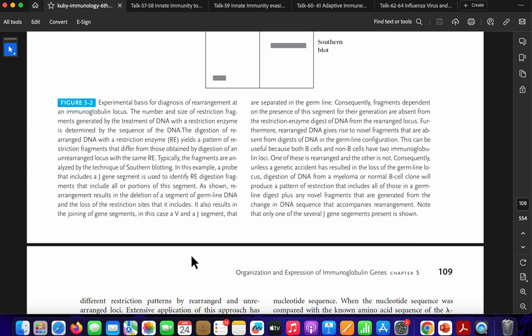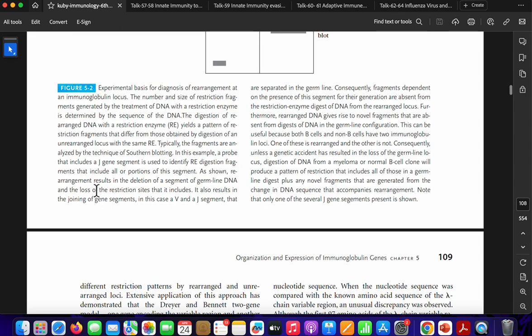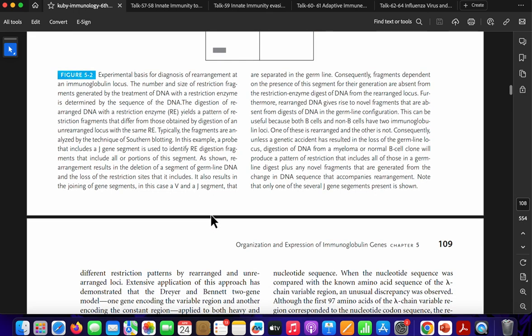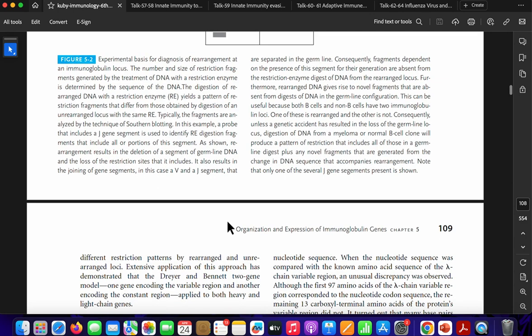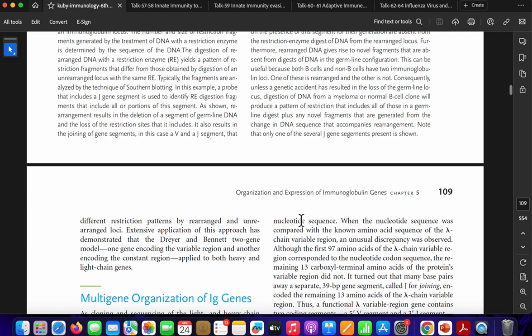In this example, a probe that includes a J gene segment is used to identify restriction enzyme digestion fragments that include all or portions of the segment. As shown, rearrangement results in the deletion of a segment. It also results in the joining of gene segments, in this case a V and J segment that are separated in the germline. Consequently, fragments dependent on the presence of the segments for their generation are absent from the restriction enzyme digest of DNA from the rearranged locus. Furthermore, rearranged DNA gives rise to novel fragments that are absent from the digest of DNA in the germline configuration. This can be useful because both B cells and non-B cells have two immunoglobulin loci.